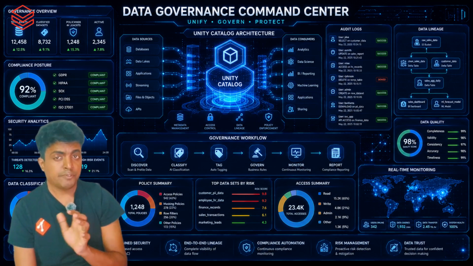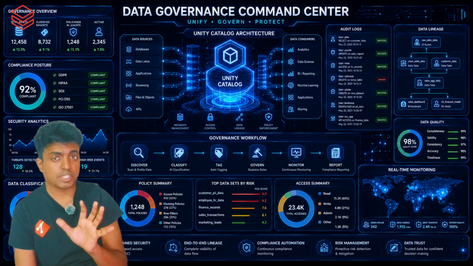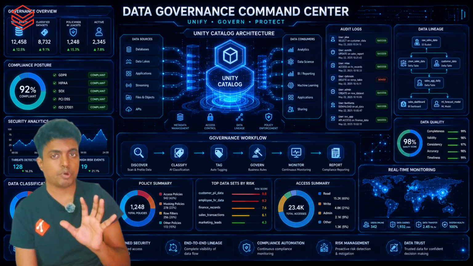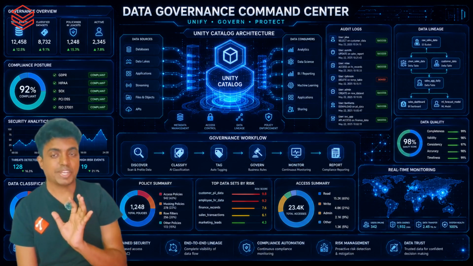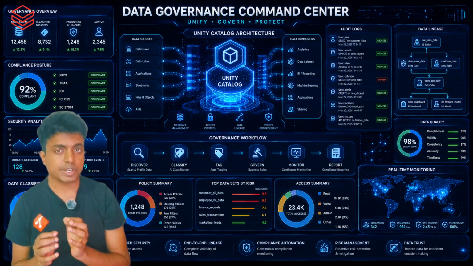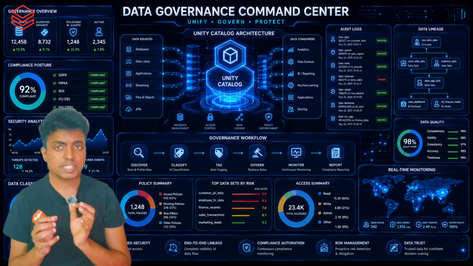Now we arrive at the final piece of the puzzle, the Data Governance Command Center in Databricks, Unity Catalog. Think of Unity Catalog as the control tower of an airport. Just as a control tower monitors and controls all aircraft movements, Unity Catalog monitors and governs all data access across the organization. Everything is managed from one central location.